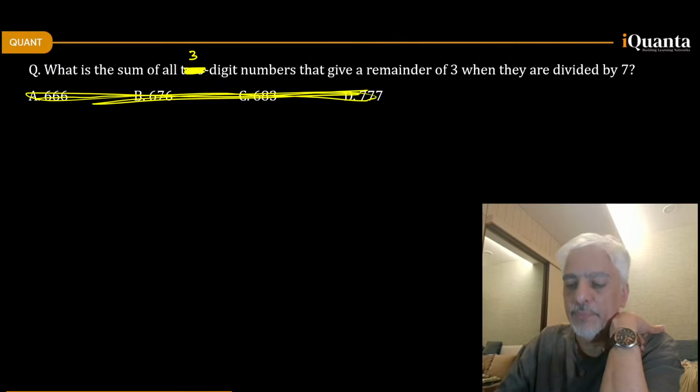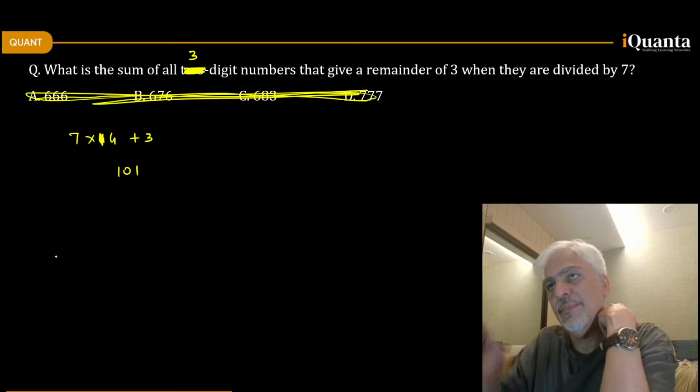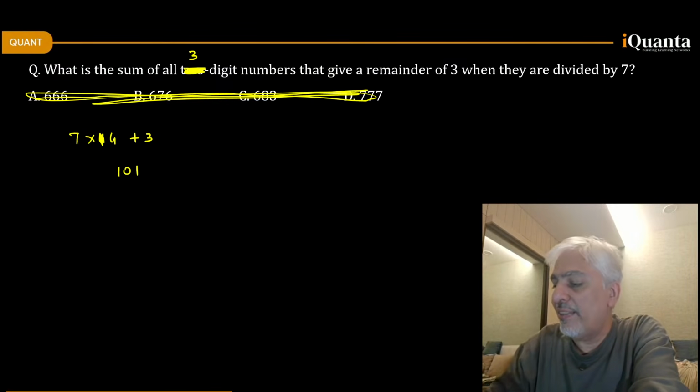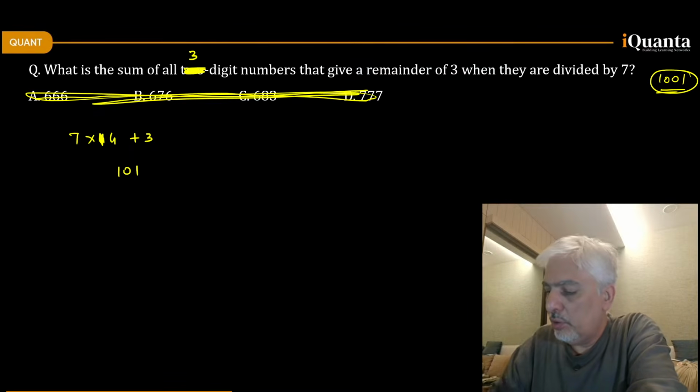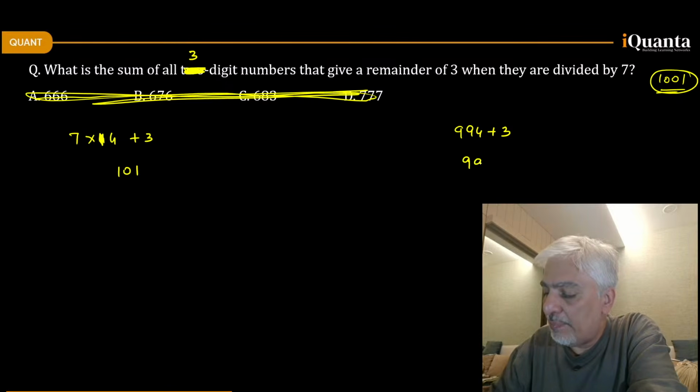So the method is the same. The first number will be 7 14s are 98, plus 3, which will be 101. And just because we have done this so many times, I remember 1001 is divisible by 7. So the number before 1001 will be 994. So 994 plus 3, 997 will be the last number.